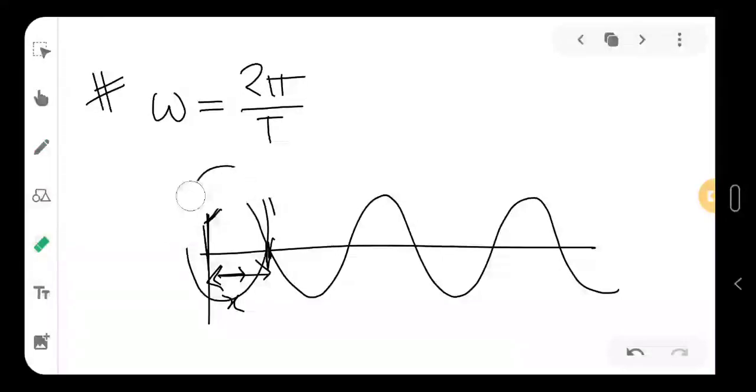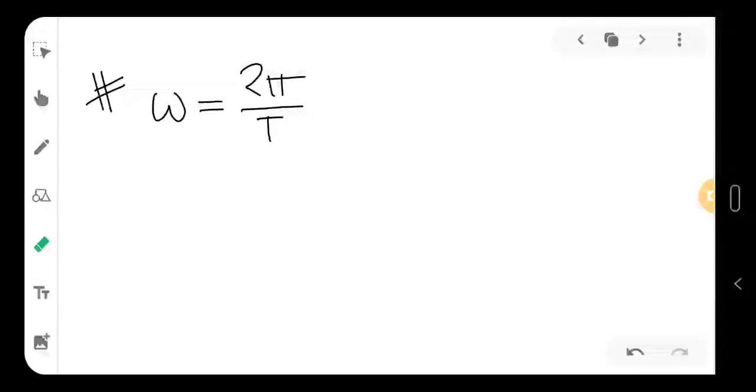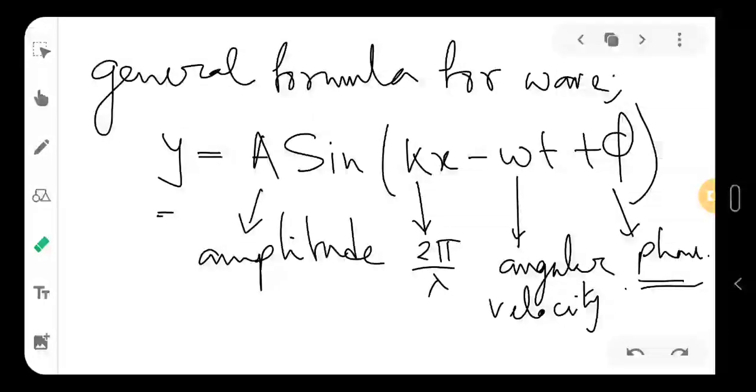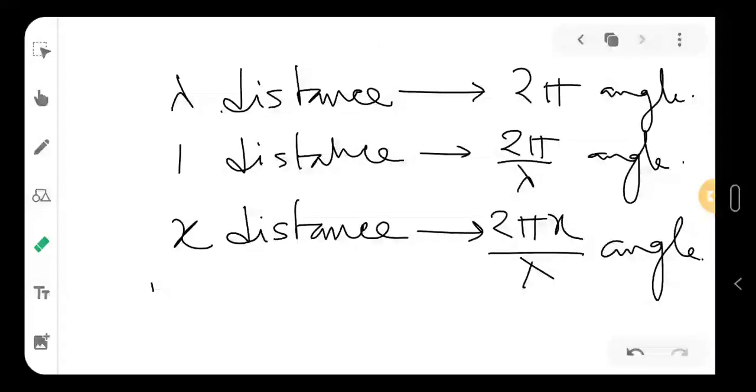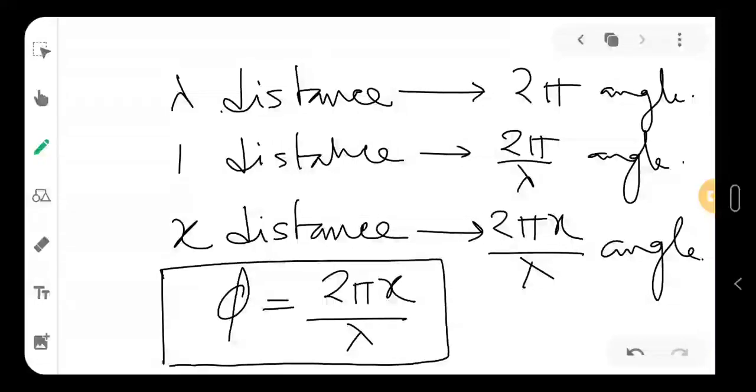Okay, so this is nothing but your phase. So this thing is nothing but your phase. So phase phi, that means angle covered in x distance, any sort of distance, that is your phi, that is 2 pi x by lambda. And this formula is very important for your upcoming days. So learn what is phi.